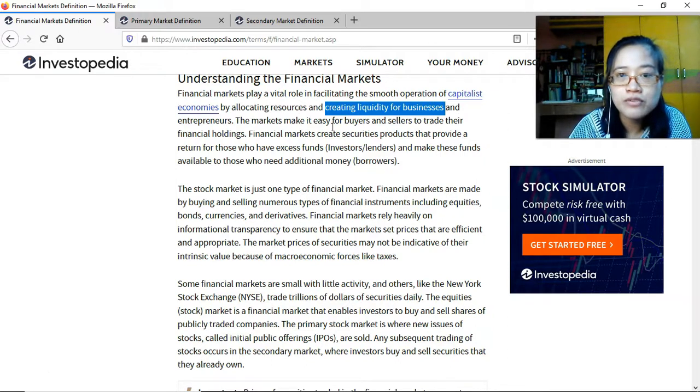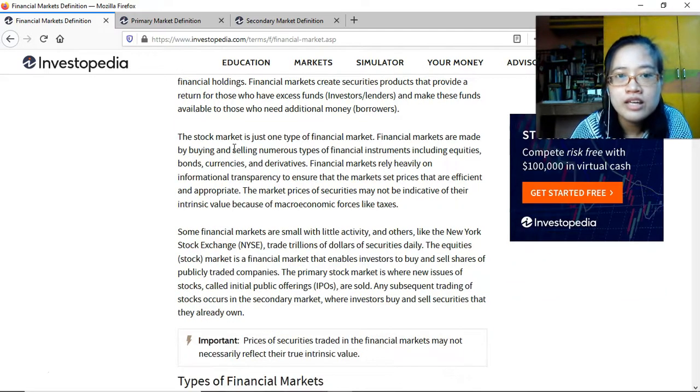The markets make it easy for buyers and sellers to trade their financial holdings. Financial markets create securities products that provide a return for those who have excess funds, like interest. Okay, and then in the case of stocks, then you have dividends or the accumulation in the market price from the moment you buy it until the moment you sell it. Okay, and make these funds available to those who need additional money, the borrowers. So the financial market is also connecting the investors and the lenders with the borrowers, pretty much like financial institutions, financial intermediaries. Okay. The stock market is just one type of financial market.